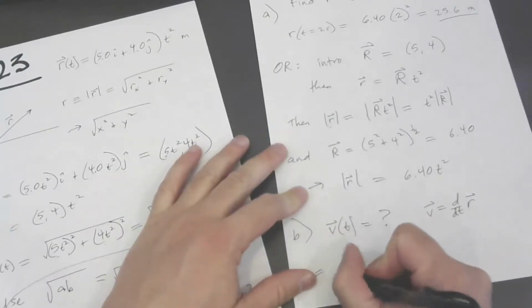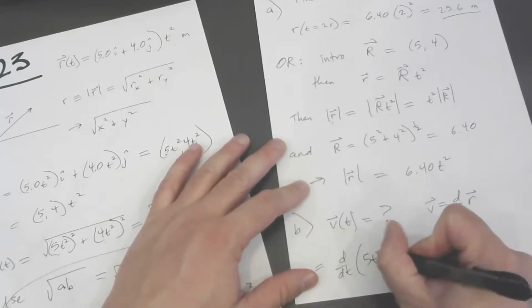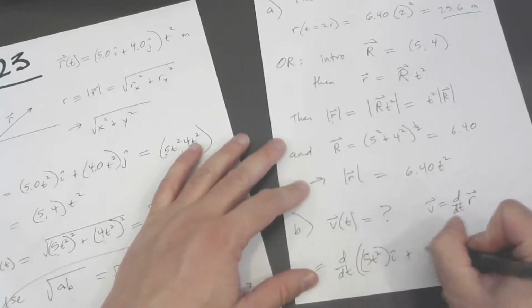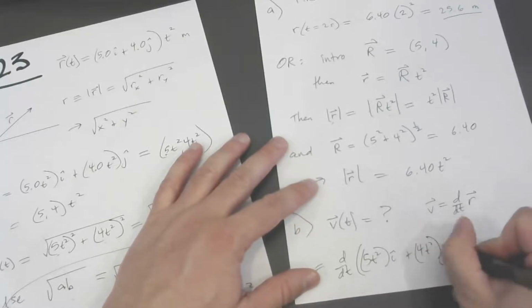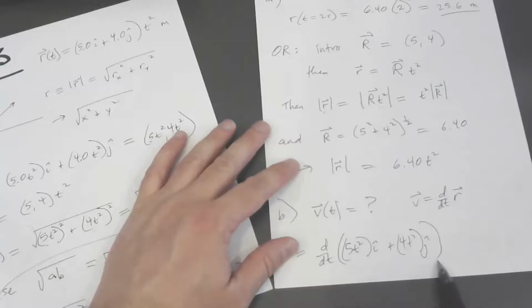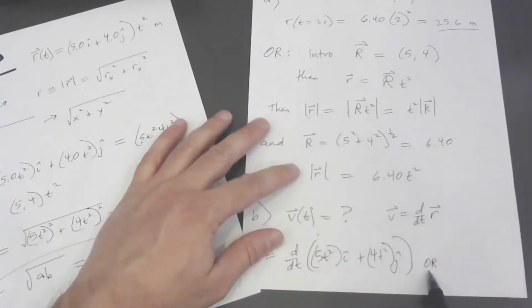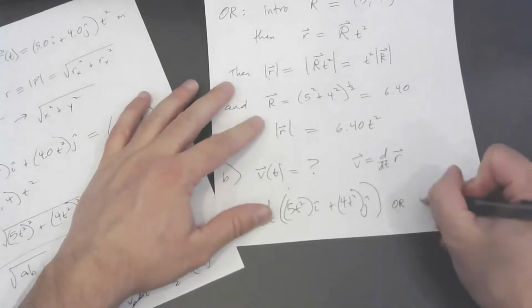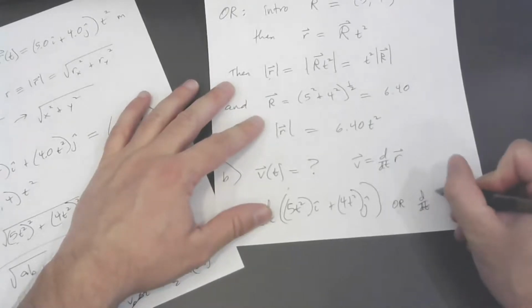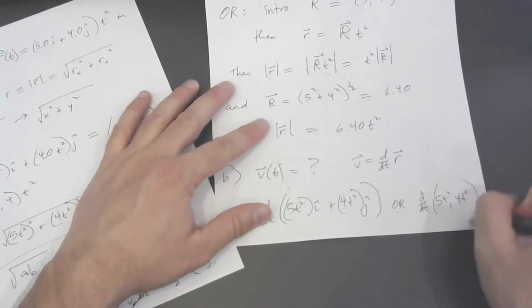So that's going to be d/dt of (5t² î + 4t² ĵ). And I've got these nested parentheses. Maybe I should have used brackets on the outside so it's a little easier to look at. Here's another way of writing it, just to indicate an alternative notation. I could say d/dt of, and then just write it this way, (5t², 4t²).